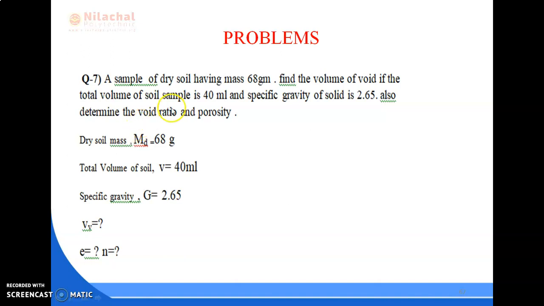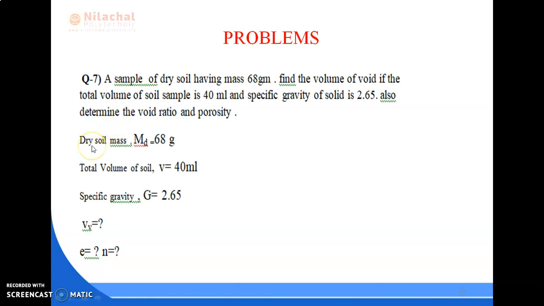A sample of dry soil has a mass of 68 gram. Find the volume of void if the total volume of the soil sample is 40 ml and the specific gravity of solids is 2.65. Also determine the void ratio and porosity. This is the question. So the first work is to find out the given data from this question.